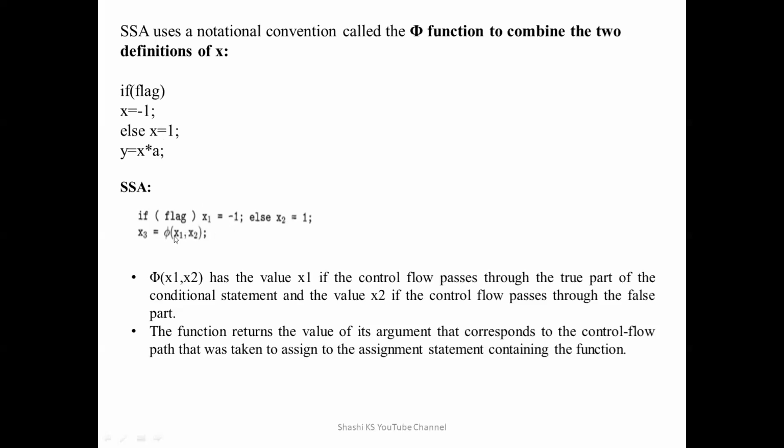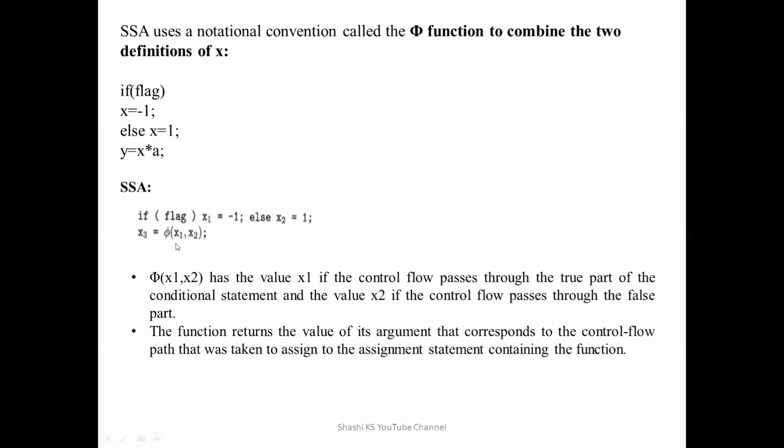or false. So what the pi function will do is, it will evaluate and it will have the value of x1 if in case the control passes through the true part of the conditional statement. If the condition evaluates to be true, then the pi function will be having the value of x1. If the condition evaluates to be false, then the pi function will be having the value of x2. Okay, so depending on whatever condition is being evaluated, that corresponding resultant value of x will be there in the pi function.